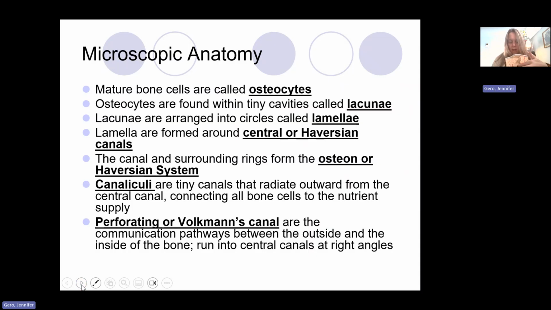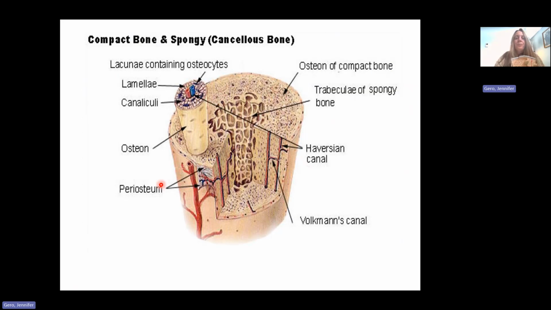Additionally, neighboring osteons, so this is an osteon, and this is an osteon, and this is an osteon, and this is an osteon, they need to be able to communicate with each other. So there are tunnels in between, or canals, and we call those Volkmann or perforating canals that exist at right angles.